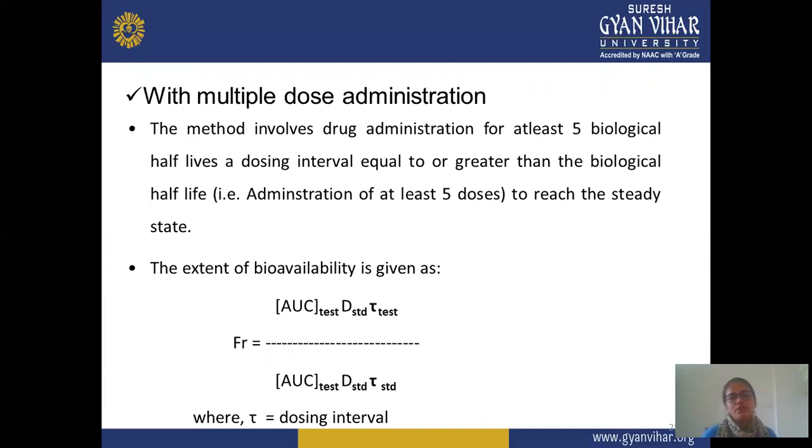Next is multiple dose administration. The methods involve drug administration for at least 5 biological half-lives, a dosing interval equal to or greater than the biological half-life, and administration of at least 5 doses to reach steady state, meaning this will require 5 biological half-lives. In the previous one you require only 2 to 3, and you are giving a drug in 5 doses or check the steady state. And the extent of bioavailability, that is fractional bioavailability, is AUC test into D standard divided by AUC test into D standard into tau test, where tau is the dosing interval.